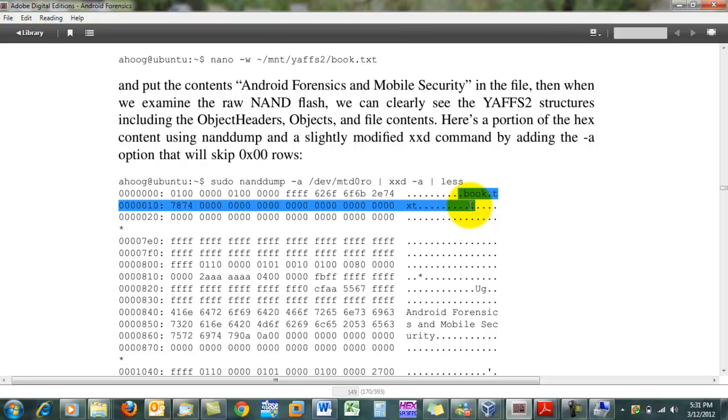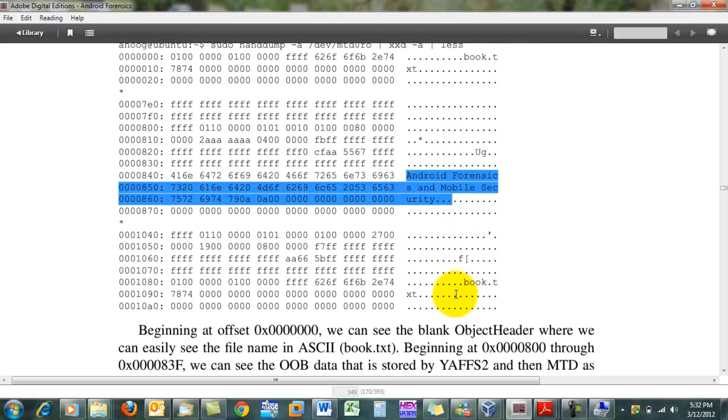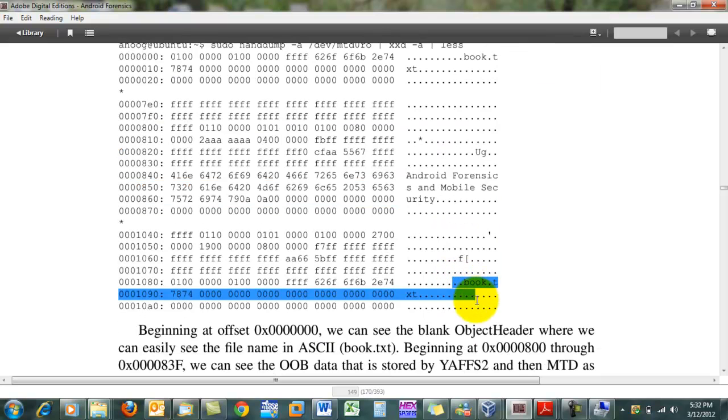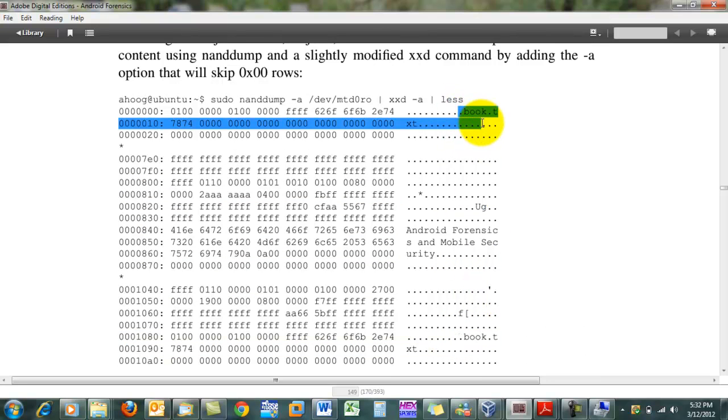This one is a header, the block header. Then you see the content, and you see another block header called book. What happened here is that the first chunk header says this is a file name. There will be no content. The file length is 0.